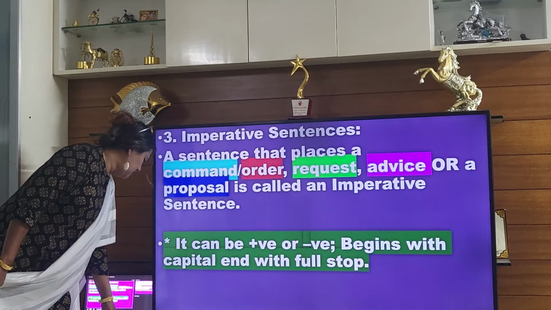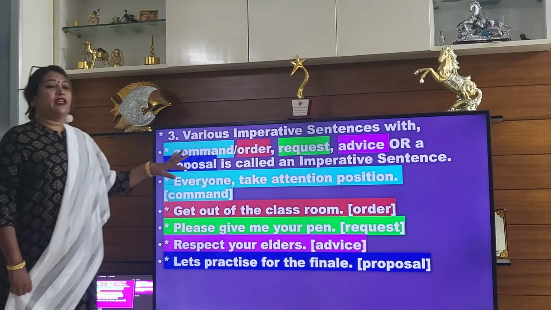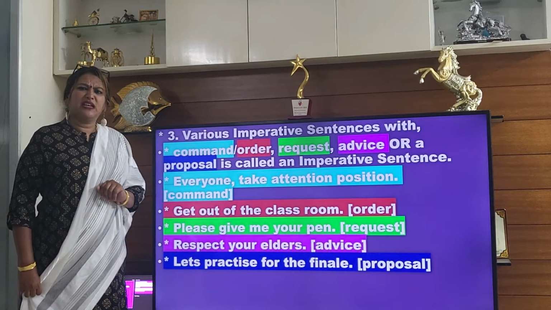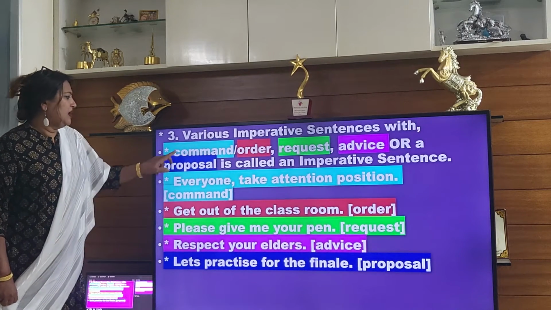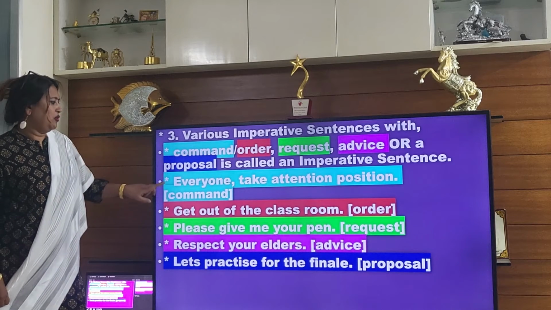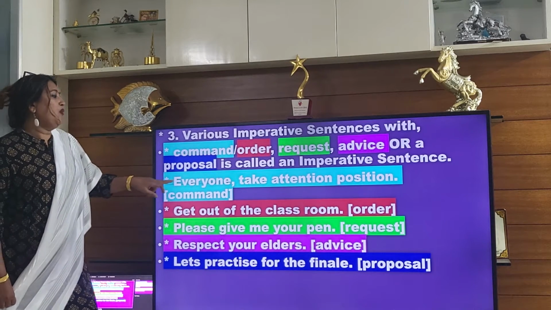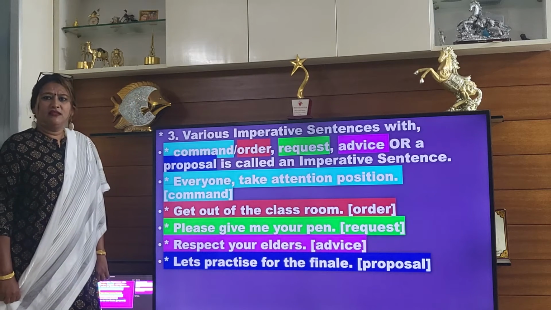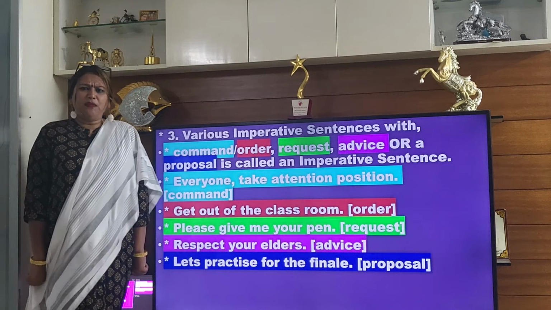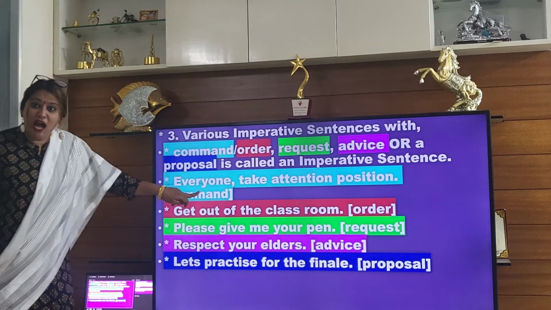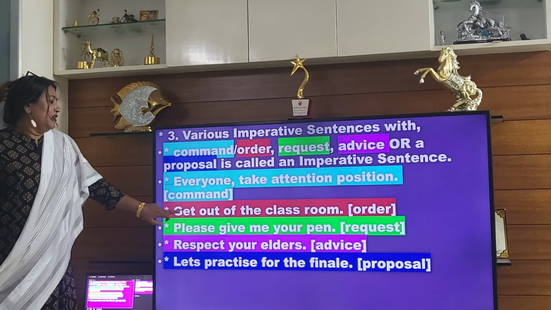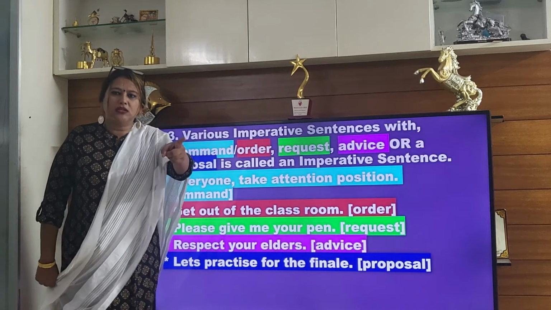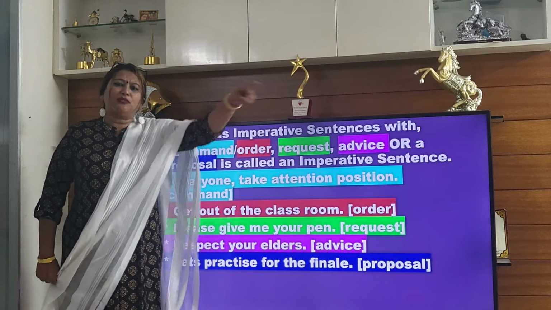Okay, next. Let's see various examples. I said command. What is a command, ma'am? How do we understand? Let me fetch you an example here. Command is in blue color. Everyone take attention position. Each one of you take attention position. That's a command. Get out of the classroom. That's my order.